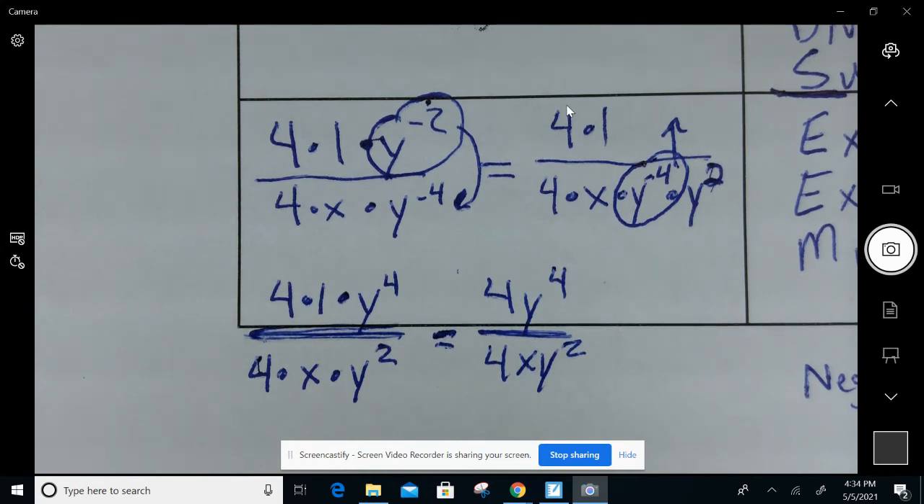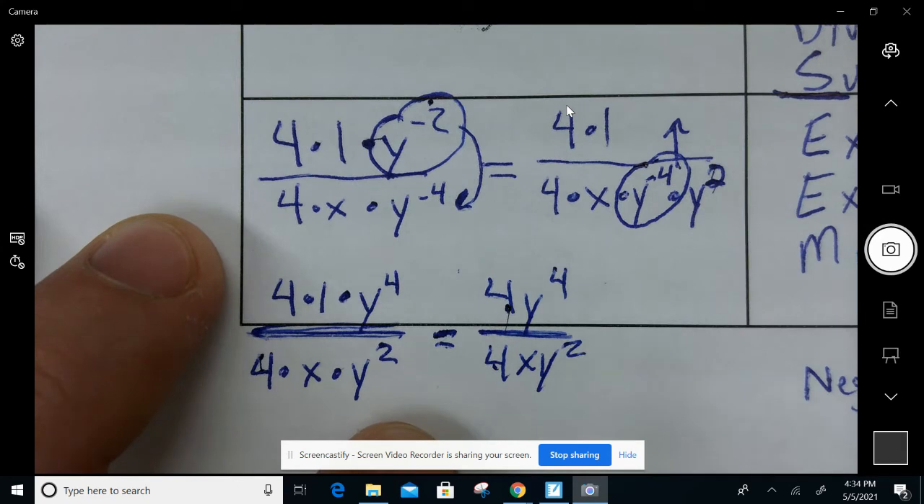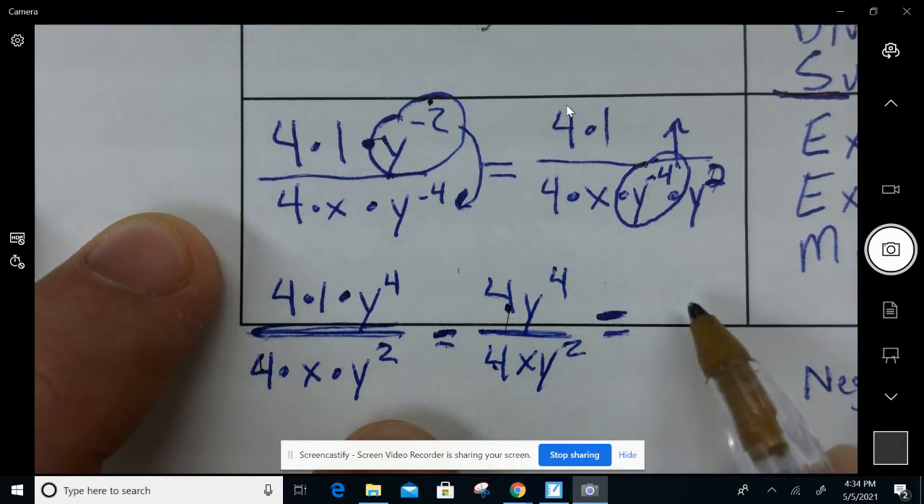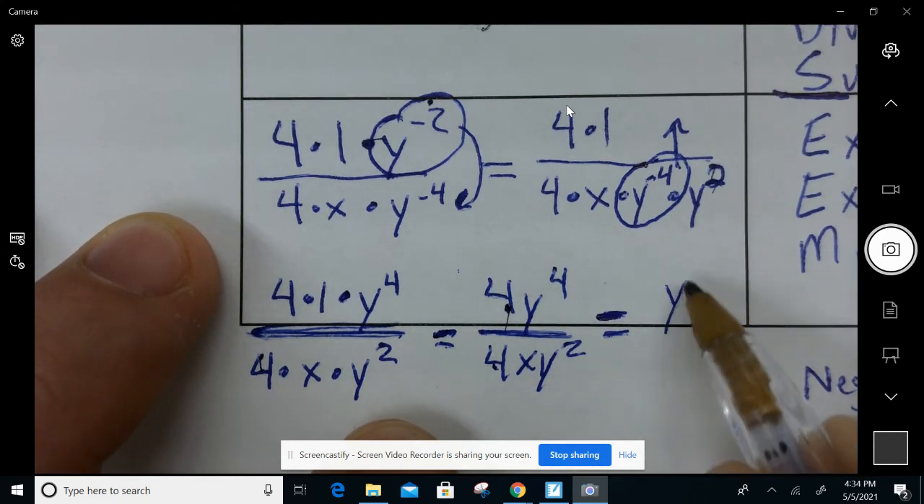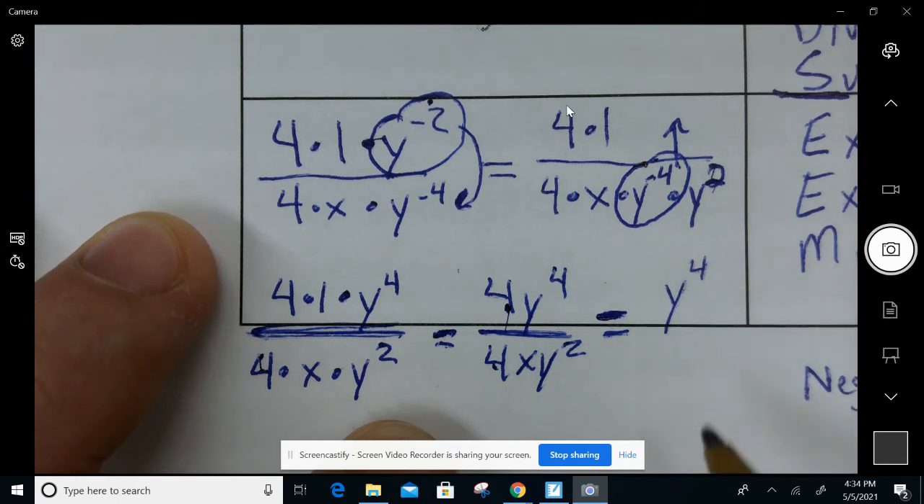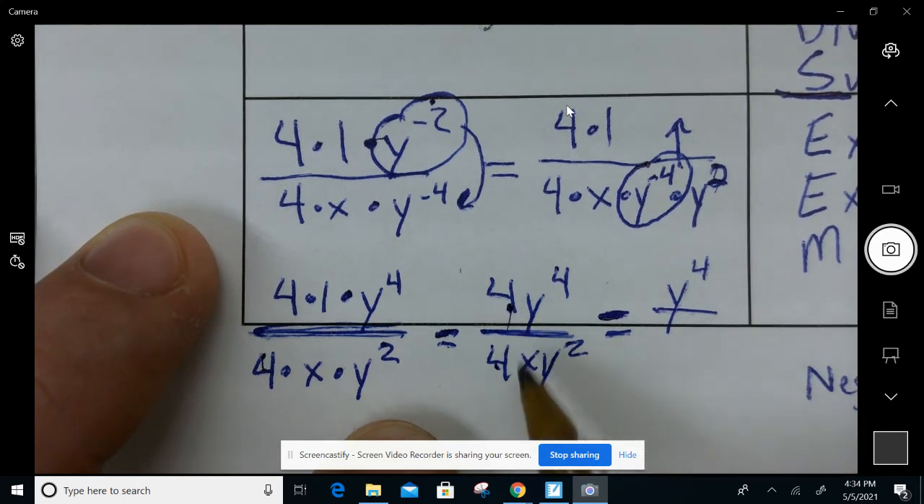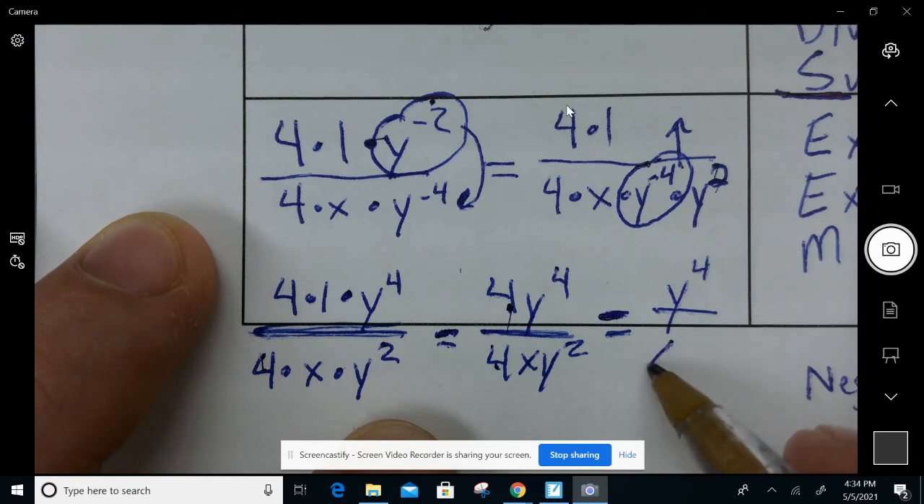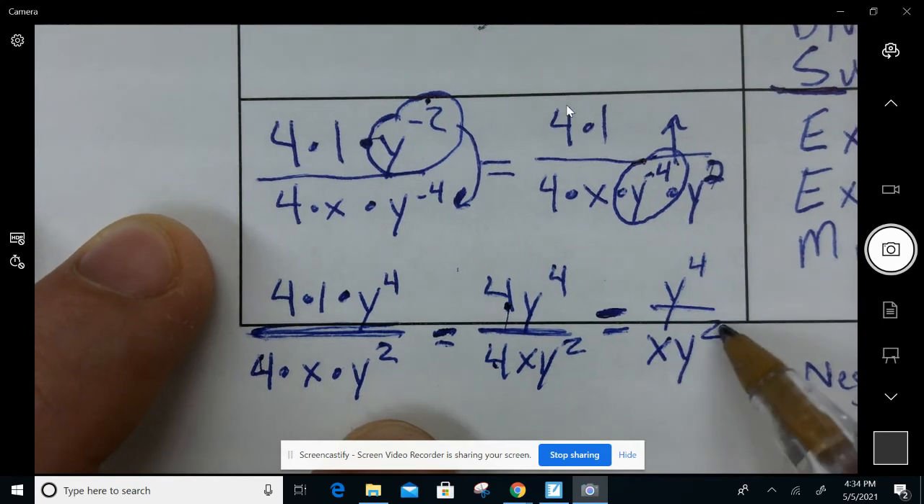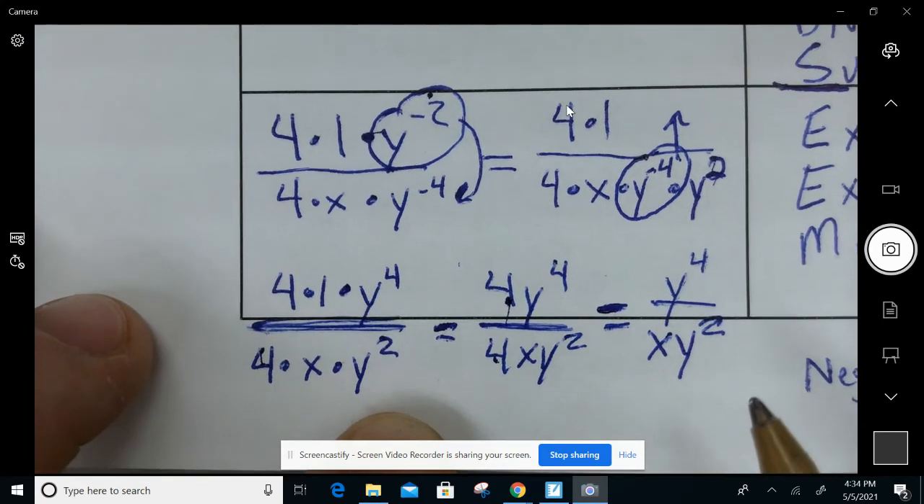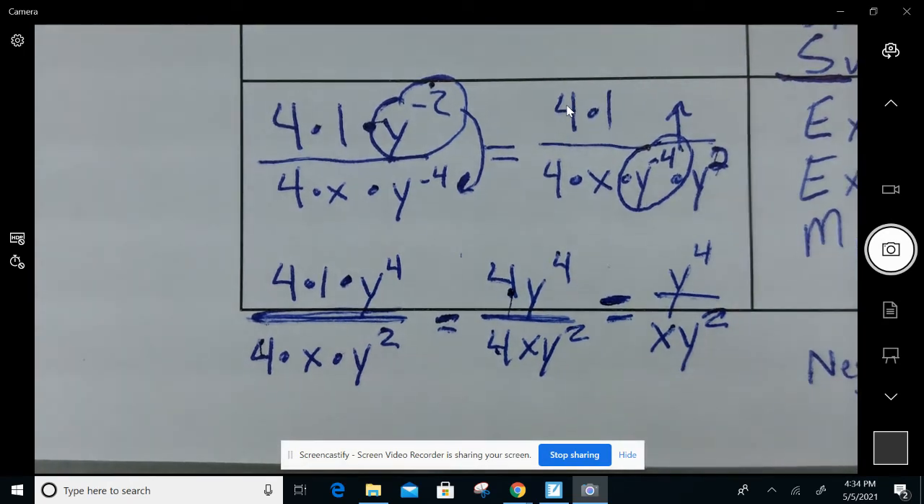Now we have to divide. 4 divided by 4 is 1. So it would just be on top. We'll just go y to the 4th. You could put the 1 here if you want. 4 divided by 4, there you go. And we got x, y squared. We still have one more thing to do. I'm running out of room. Okay, so let me get some of this clutter out here.